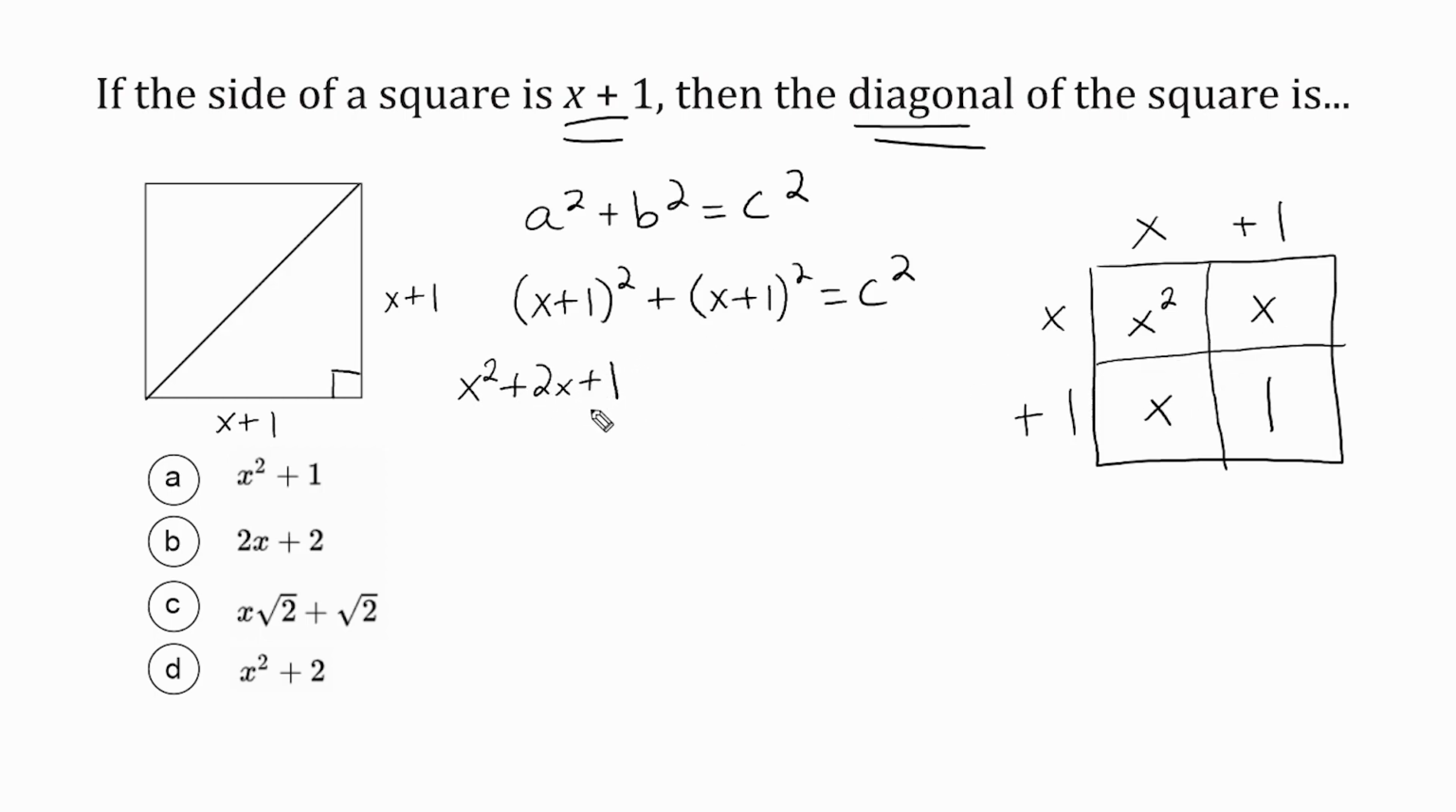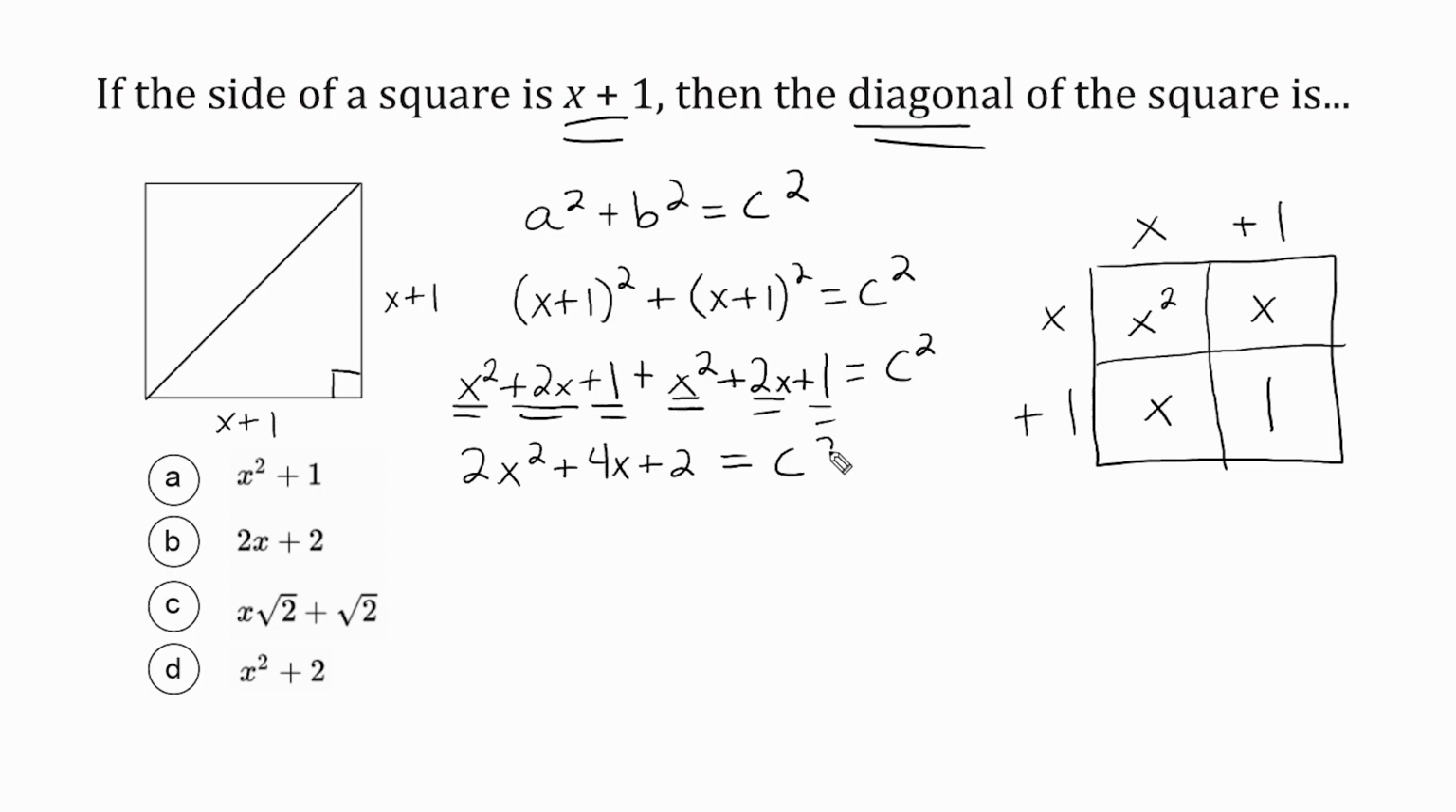plus 1. Now, because b is the same value as a, we just have to write this same expression one more time. So we have x squared plus 2x plus 1, and we have to add those together, and that is equal to c squared. All right, so now we have to combine like terms. We have two terms that are x to the second power, so we can say that is 2x to the second power. We have a 2x and a 2x, which all together is 4x. And we have 1 plus 1, which is equal to 2. So we write plus 2, and that is equal to c to the second power.